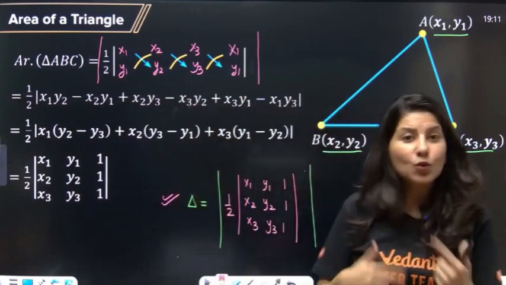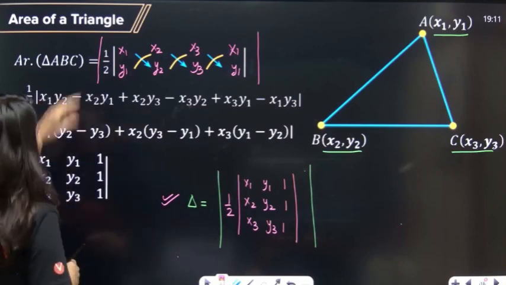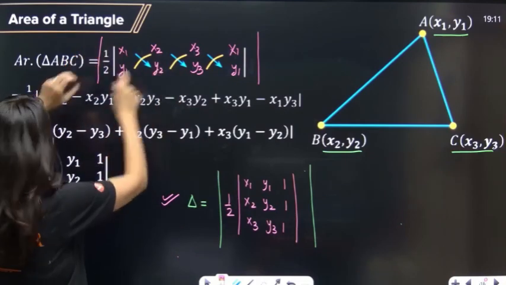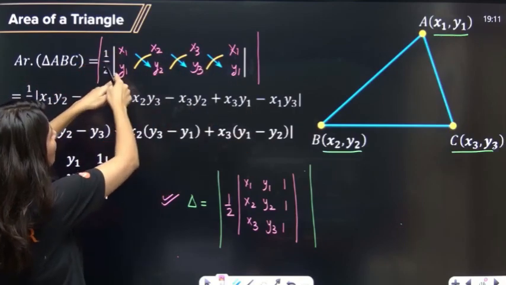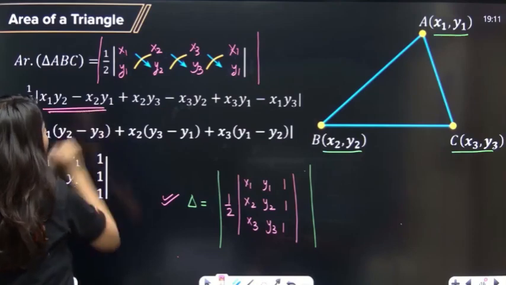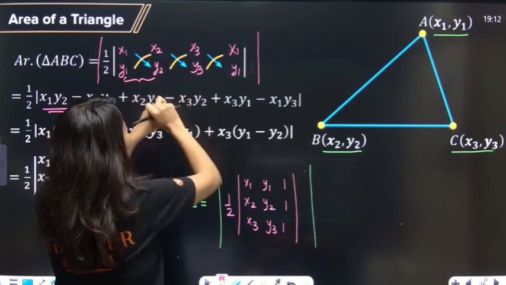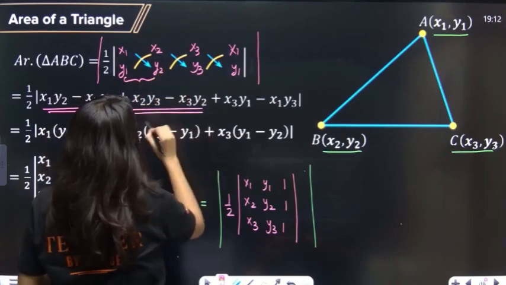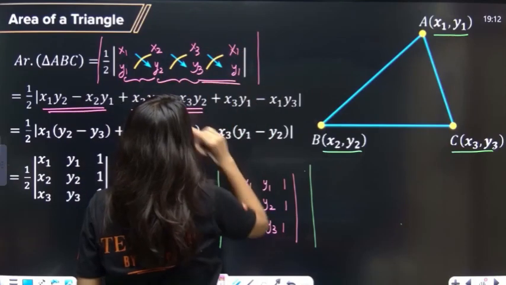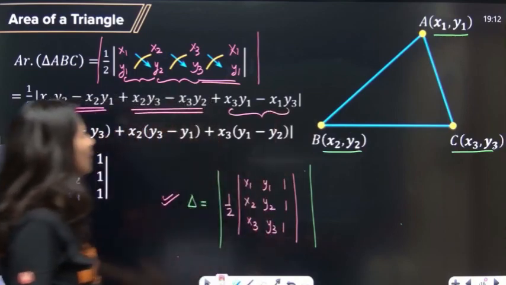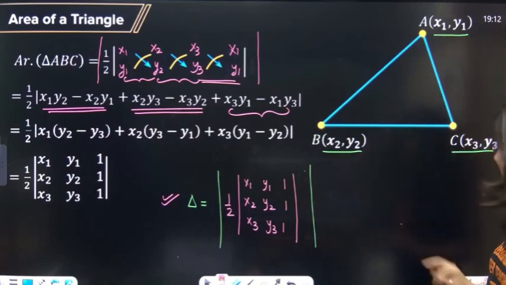Now how to open it? Can anybody tell me how to open it? Yes, crisscross. Half is there, modulus you have to apply. Can you see? x1, y2 minus x2, y1. Okay, next, so this is done. x2, y3 minus x3, y2. This is also done. Next, x3, y1 minus y3, x1. Done, done, done. So this is the final thing. Everybody? All right, so this is the area of triangle.